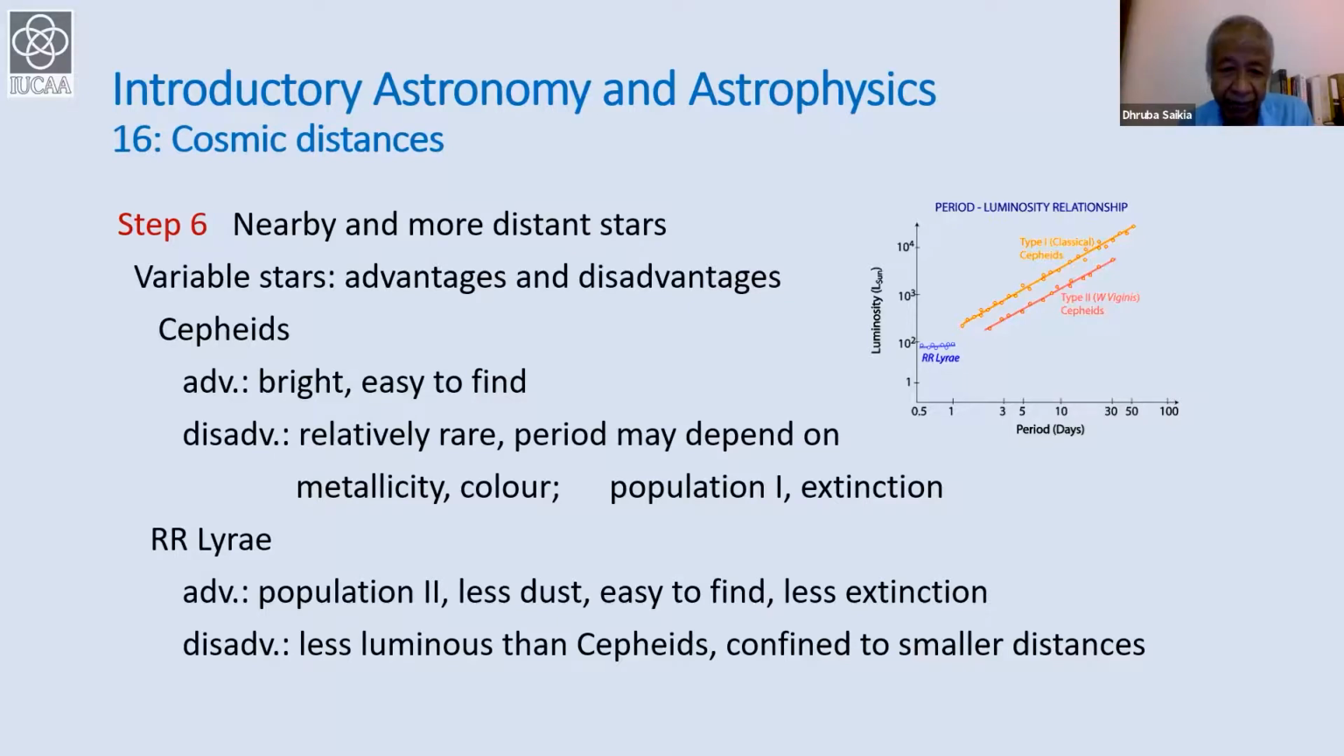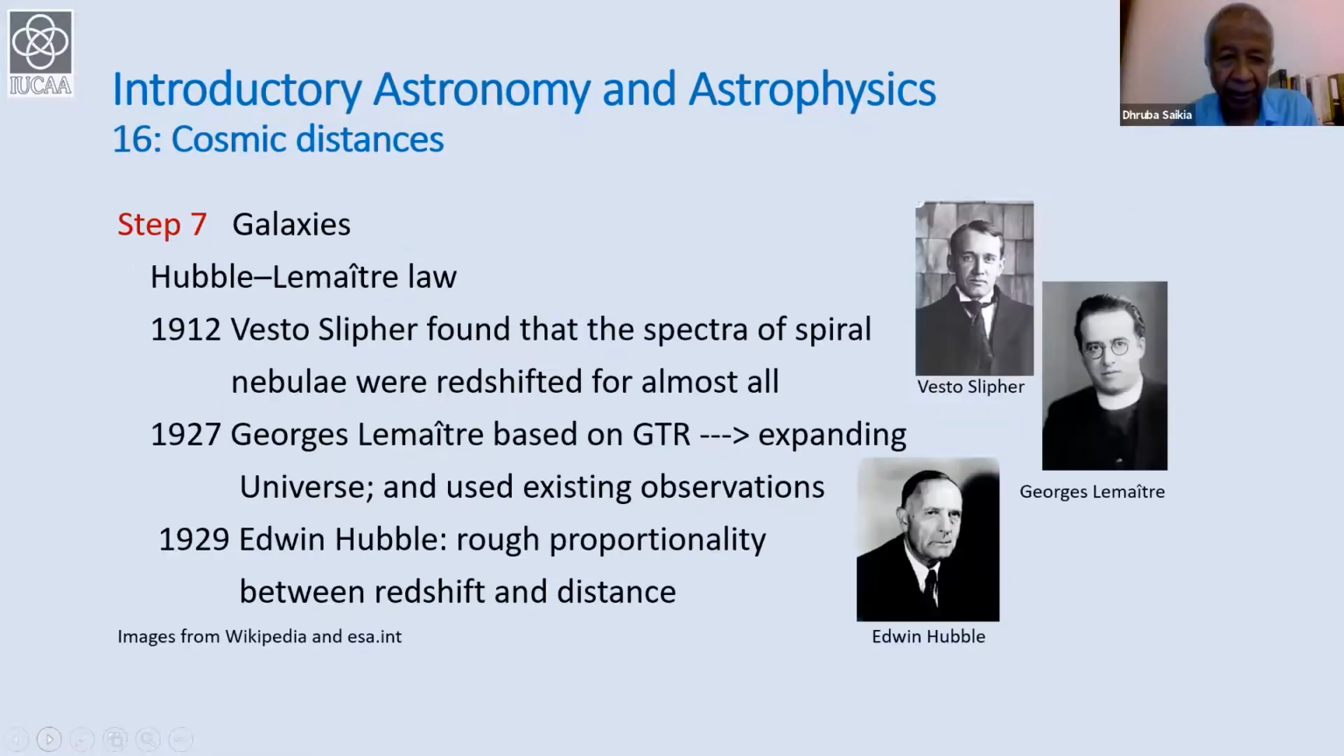There's less dust. They're easy to find. There's less extinction, but they're less luminous than Cepheids. So because they're less luminous, you can see that the highest luminous objects are at least a couple of orders more luminous than the Lyrae stars. So you're confined to smaller distances compared to what you can do with Cepheids.